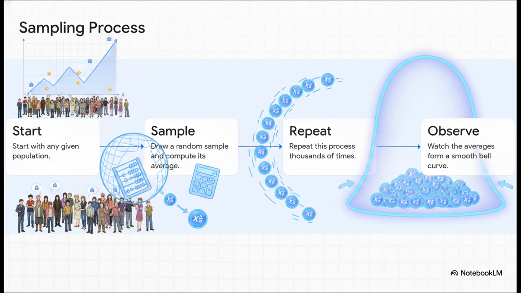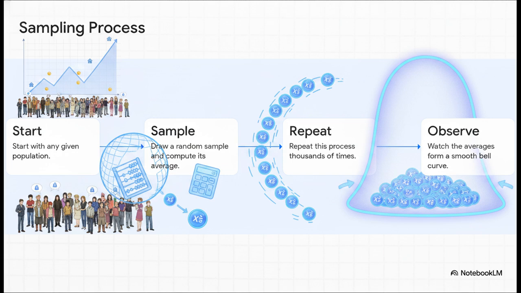Let's actually walk step by step through how this literal process of sampling works. Step 1. Start with literally any population. Let's say household income, which is usually heavily skewed right because of a few billionaires throwing off the curve. Step 2. Draw a random sample and average it. Step 3. Repeat that exact process over and over, thousands of times. Step 4. Just sit back and watch those averages form a bell curve.